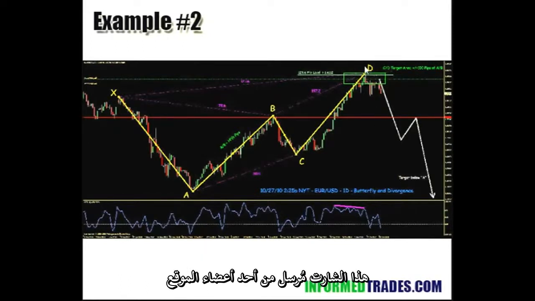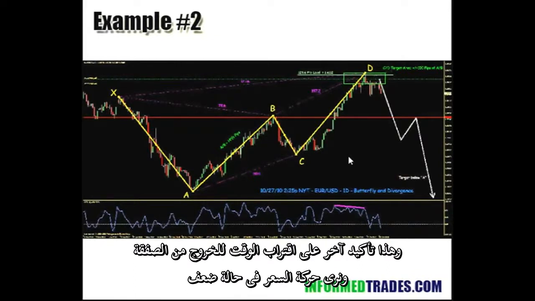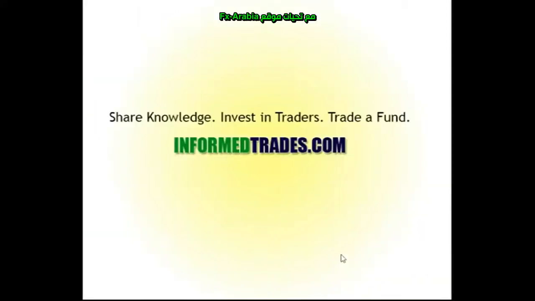On the screen right now is a chart shared by Informed Trades member DREBG. He observes that at point D, there's also a divergence, which is another cue that it may be time to exit. And then we start to see price show some weakness. We see what could be called a bearish checkmate. That's another cue to exit. That's sort of the basic idea.